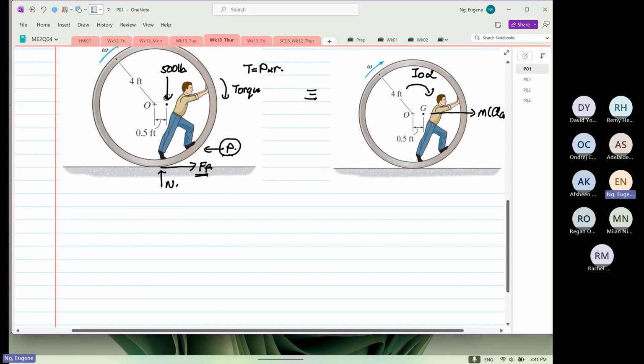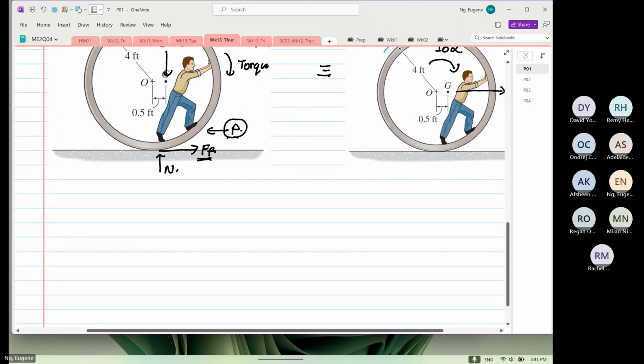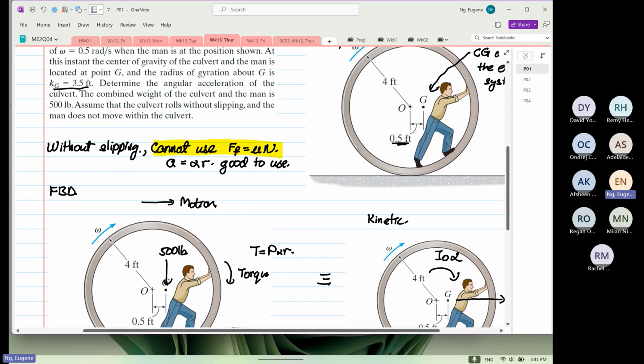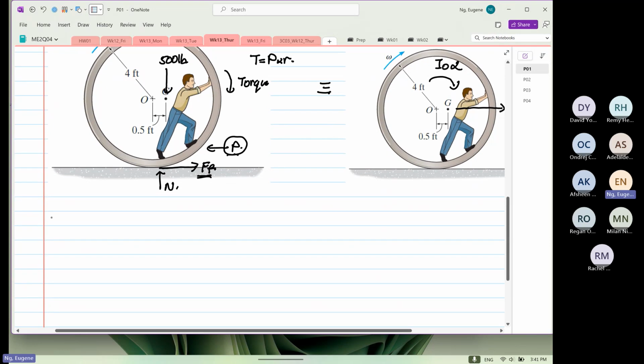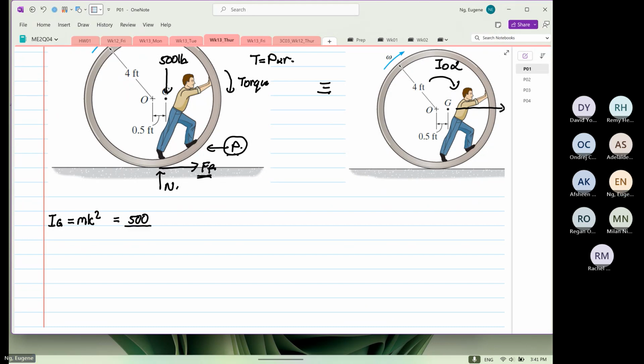So from here, we can calculate, did we calculate our mass moment of inertia? So immediately calculate what we know. Our mass moment of inertia is equal to m k squared. So the mass is equal to 500 divided by 32.2, and then given is 3.5 squared.